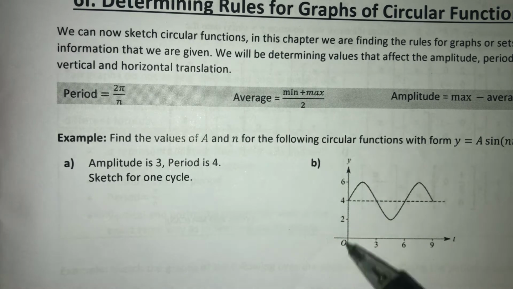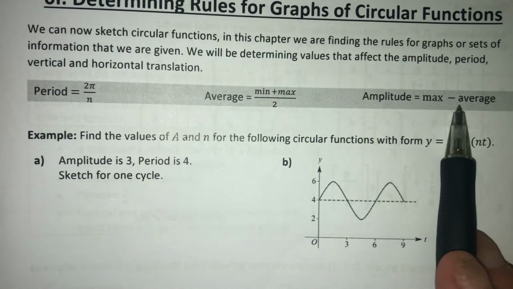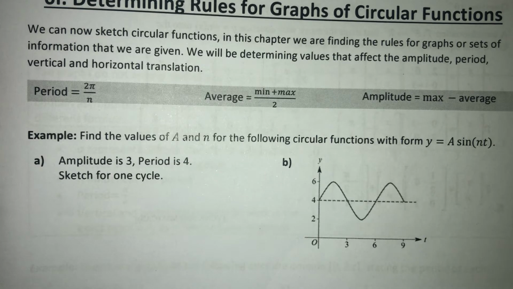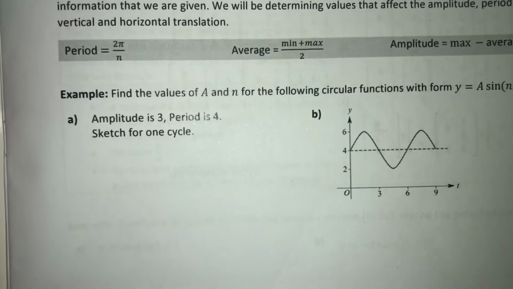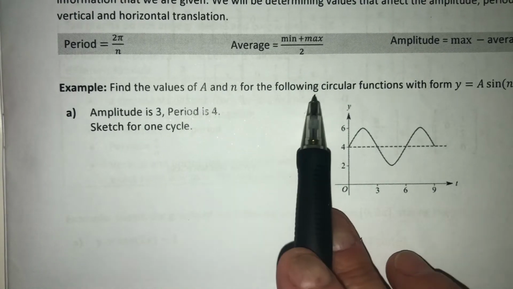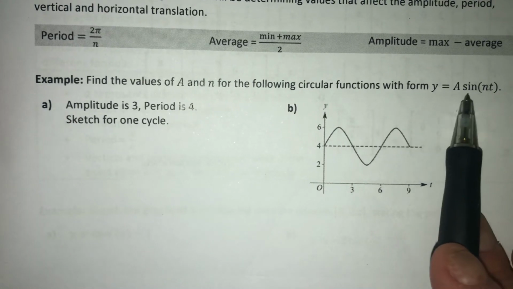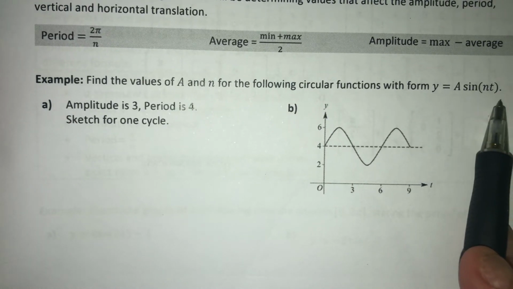So that we're talking about on the y-axis. And the amplitude is the maximum value minus the average value. So that kind of information is going to be used. All right, so if we have the first one, find the values of a and n for the following circular functions with the form y equals a sine nt.